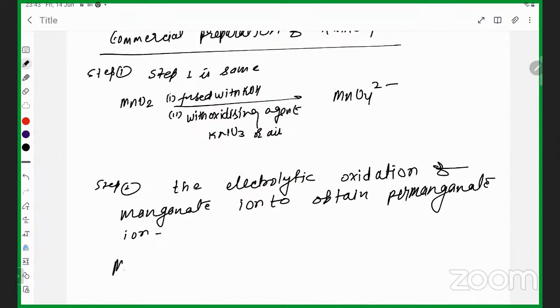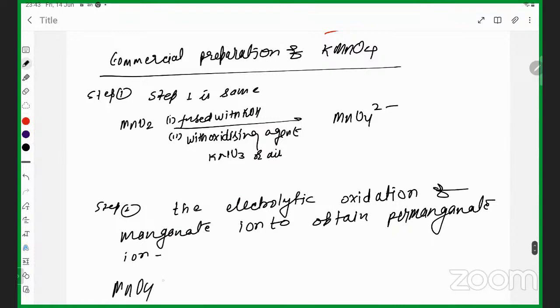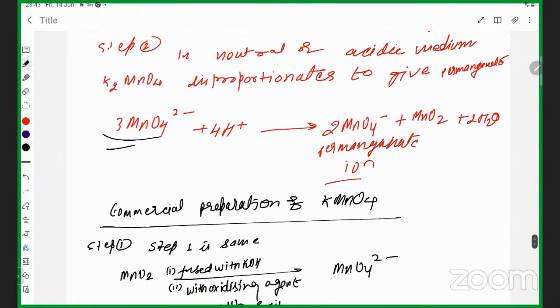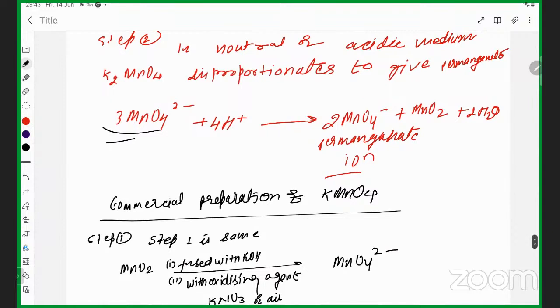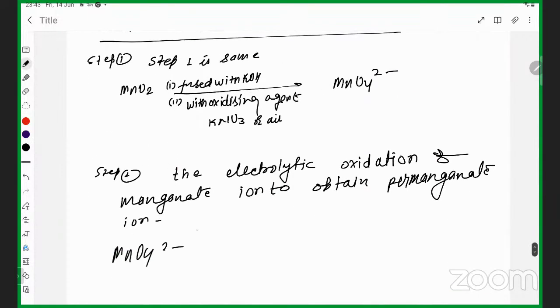Can you show me step 2 of the previous one? Previous one, step 2, sir. You wrote it. You said how much time you are taking. I will share the slides, sir. I will share the reaction with you. Okay, okay, sir. Okay.